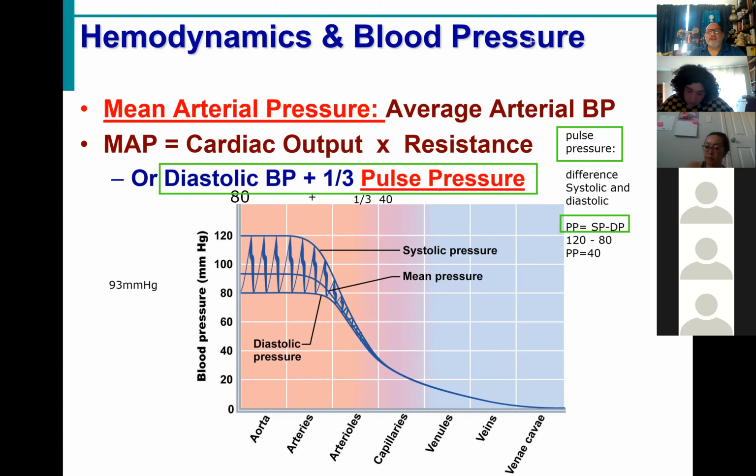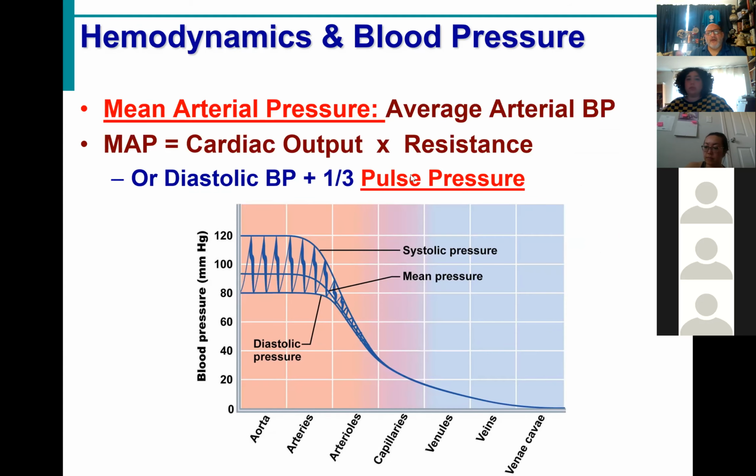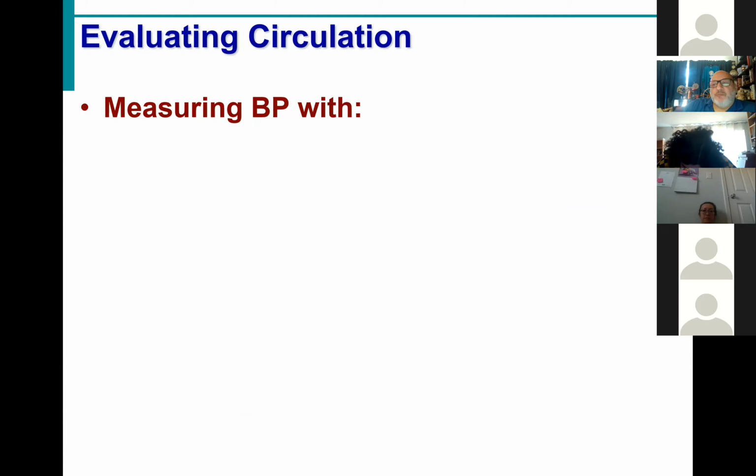All righty, so there you go. We now know how to calculate our mean arterial pressure. We know how to calculate our pulse pressure. Of course, to do all of this, we actually need to know our systolic and diastolic pressure. And for that, we need to know how to measure a blood pressure. How many people here have actually taken a blood pressure before?